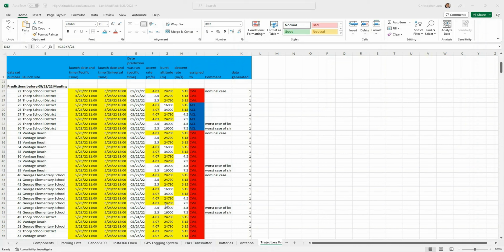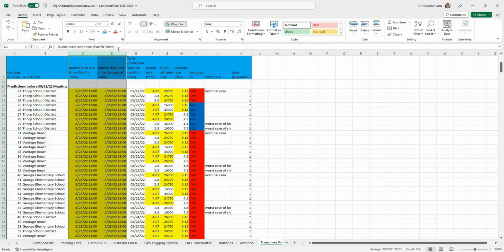Alright, so to do the Monte Carlo trajectory analysis, we ran and set up an entire run matrix where we looked at all of the different launch locations, and then we looked at varying parameters such as the ascent rate, the burst altitude, and the descent rate. We decided that we were just going to fix the launch time and date to a nominal time. Because as you can probably imagine, if you start thinking about varying the launch times as well, this matrix starts blowing up exponentially. So we decided this is probably enough.